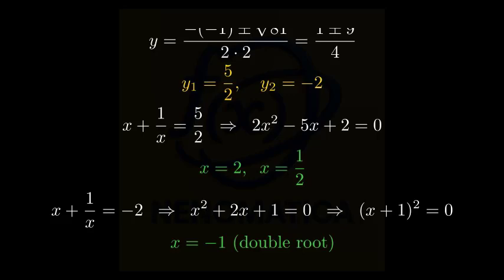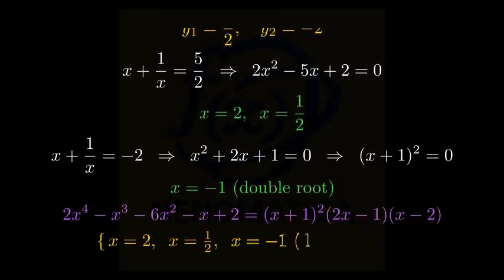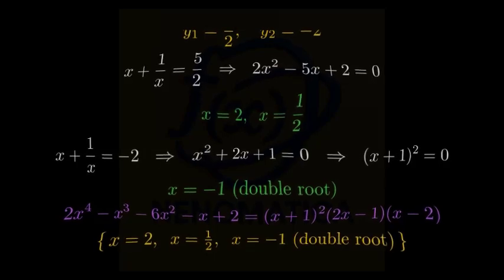As a quick check, we can factor the polynomial completely. 2x squared minus 5x plus 2 factors as the product of 2x minus 1 and x minus 2. So the entire quartic factors as the square of x plus 1, times 2x minus 1, times x minus 2. Therefore, the solutions are x equals 2, x equals 1/2, and x equals -1 as a double root.